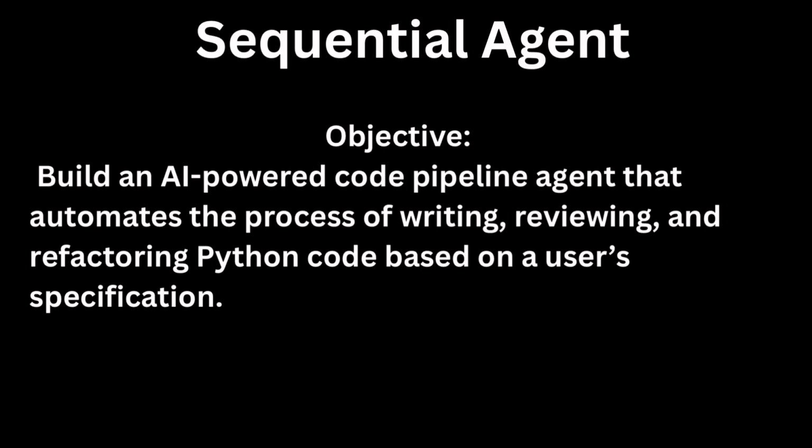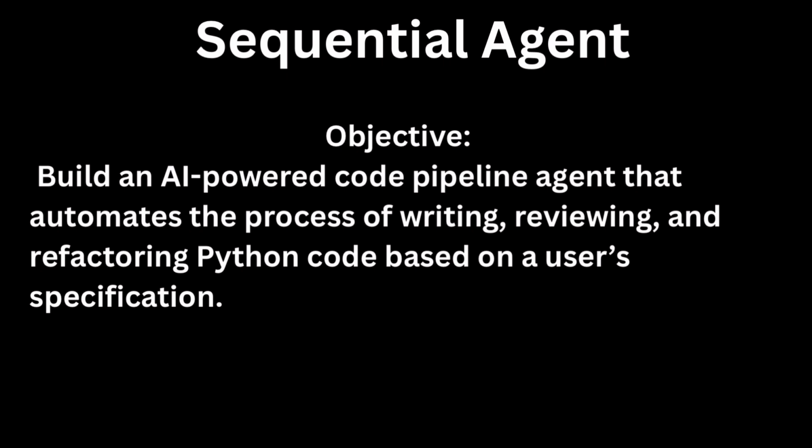Our objective in this demo is simple but powerful. We are going to build an AI-powered code pipeline agent. This agent will automate the full development cycle, from writing code to reviewing it for issues and finally refactoring it for better quality. All the user has to do is enter a plain English specification and the agent takes care of the rest. It's like having a junior developer, a code reviewer, and a senior refactorer all working together behind the scenes.